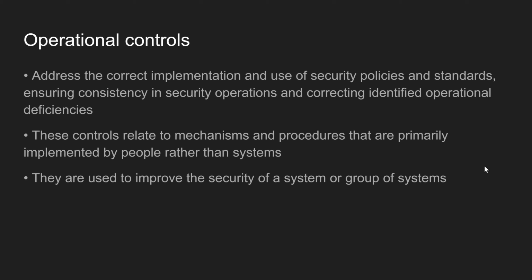Operational controls address the correct implementation and use of security policies and standards, ensuring consistency in security operations and correctly identifying operational deficiencies. These controls relate to the mechanisms and procedures that are primarily implemented by people rather than systems. They are used to improve the security of a system or group of systems.